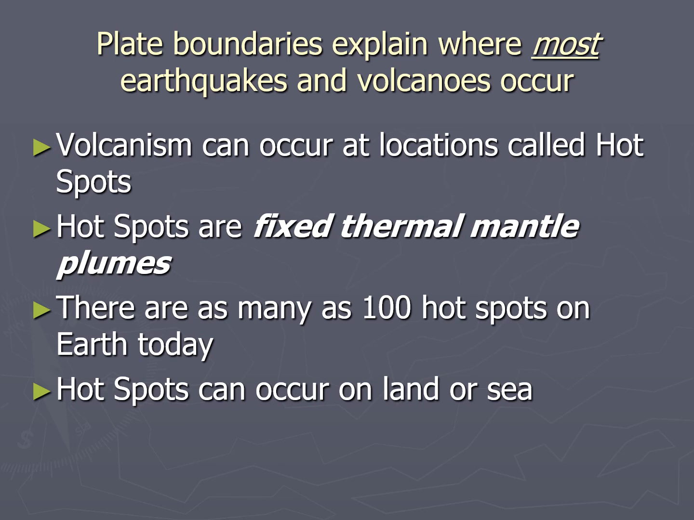So hotspots are fixed thermal mantle plumes. Fixed, meaning they are fixed in space and the plate moves slowly across the top of it. Thermal mantle plumes, meaning they're heat plumes coming from the core-mantle boundary. There are as many as 100 hotspots on Earth today. Now, some hotspots are still kicking and some hotspots are dead.